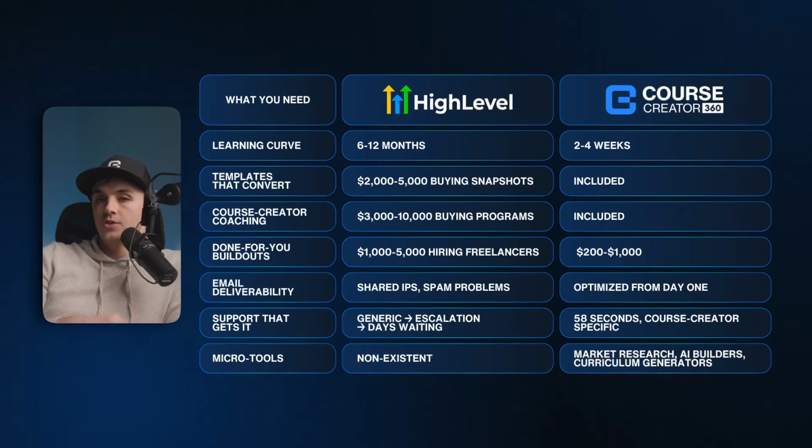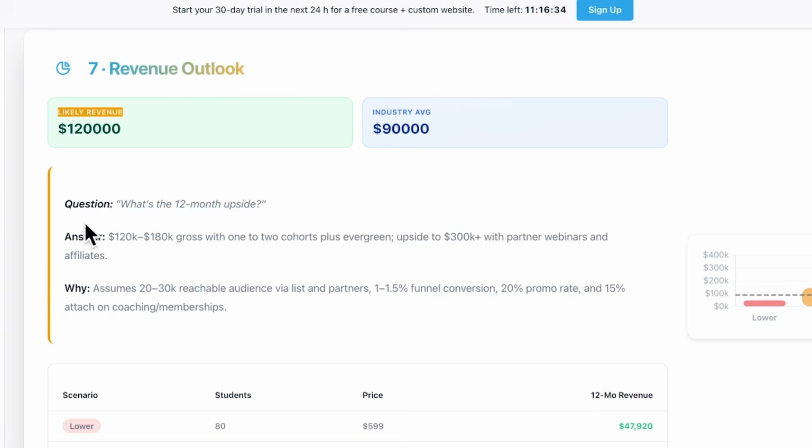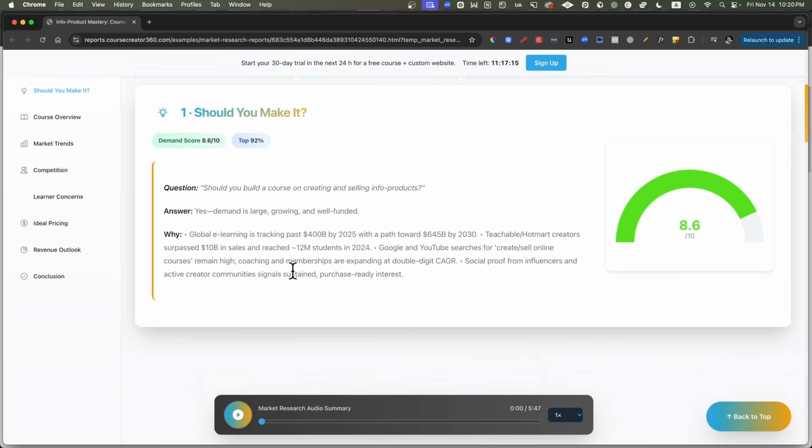Then you got micro tools, right? Things that we're constantly adding every single month, every quarter. AI tools that you can use in tandem with the software to help you create your funnels, your offers, the course content itself, how to market yourself better, emails, and much more.